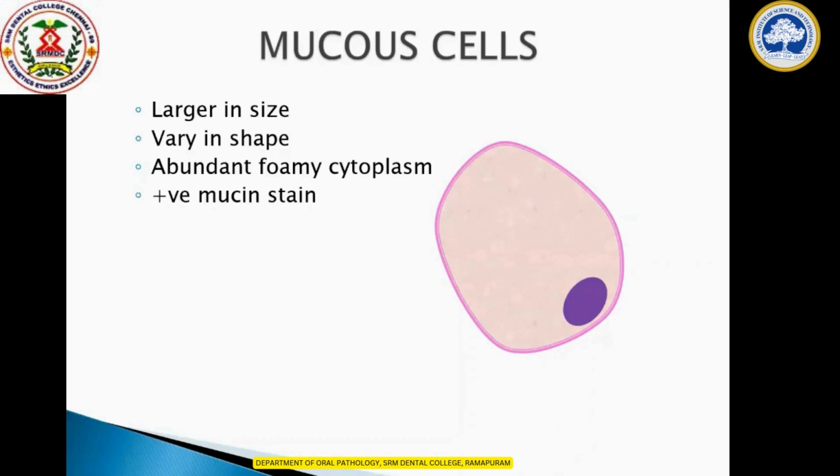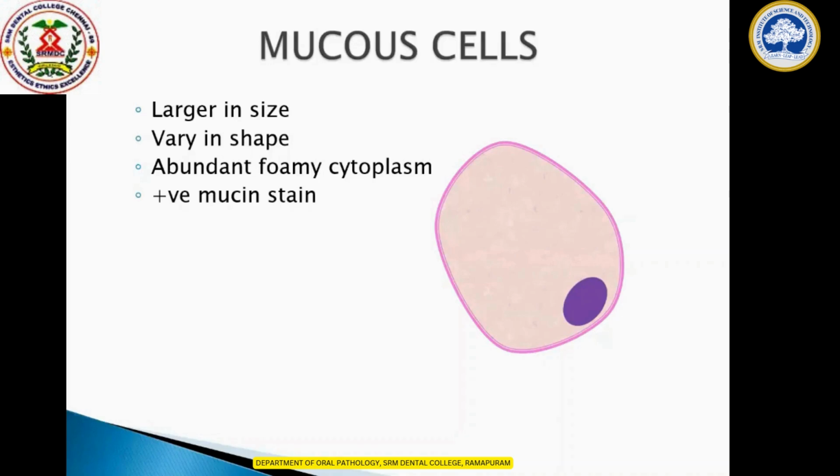What do you mean by this foamy cytoplasm? You have seen the foam, the soap foam, right? If you dip it in pink color, what will be there? The bubbles of the foam will take up the pink color. The other areas will appear empty. The same way, the soap bubble appearance or the foamy appearance can be appreciated here with pale eosinophilic borders. So foamy cytoplasm, pale eosinophilic, abundant foamy cytoplasm.